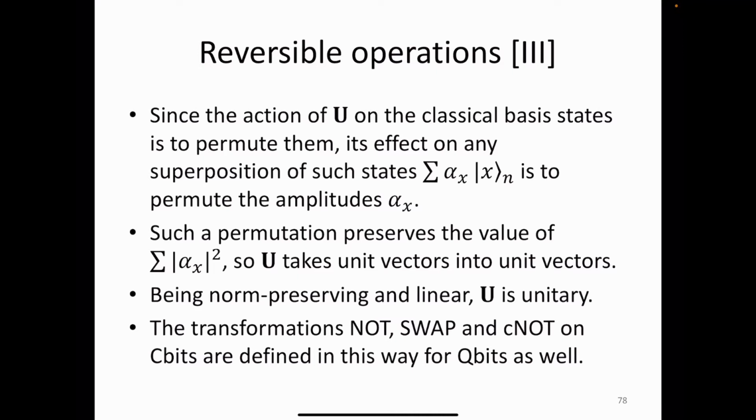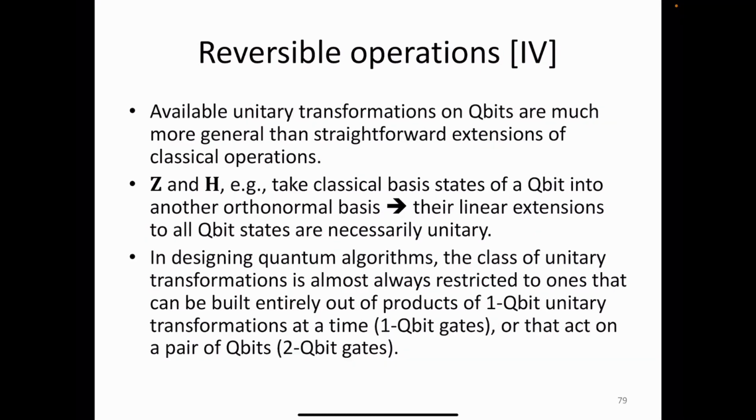Since the action of U on the classical basis states is to permute them, its effect on any superposition of such states is to permute the amplitudes, alpha sub x in that case. Remember, these are the amplitudes, these are the possible states. We have n qubits here. Such a permutation preserves the value of the sum of the squared amplitudes. So U takes unit vectors into unit vectors, and being norm-preserving and linear, U is unitary. The transformations swap, NOT and controlled NOT on classical bits are defined in this way for quantum bits as well.